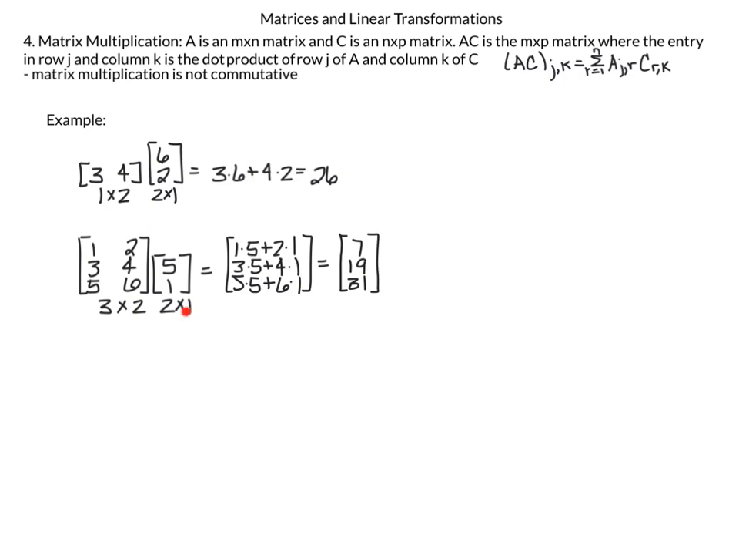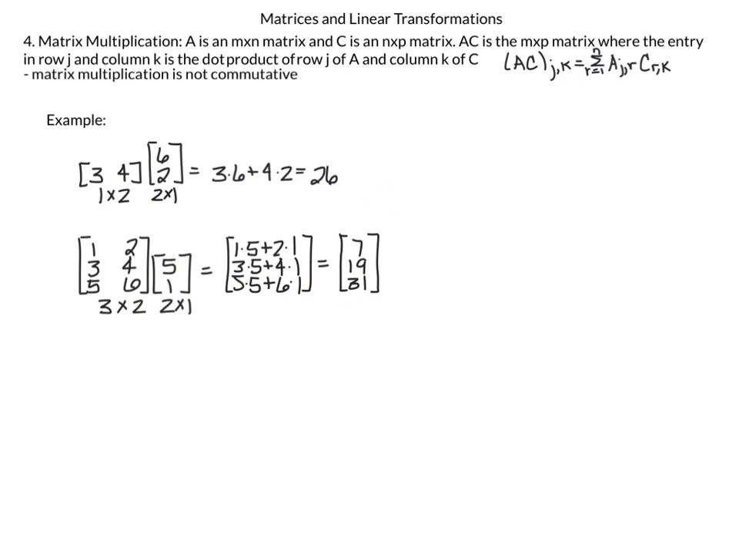For our next example, we have this 3 by 2 matrix with column vectors 1, 3, 5 and 2, 4, 6, and this column vector with entries 5, 1. Now we're going to multiply each row times the column. We get 1 times 5 plus 2 times 1, then 3 times 5 plus 4 times 1, and then 5 times 5 plus 6 times 1.